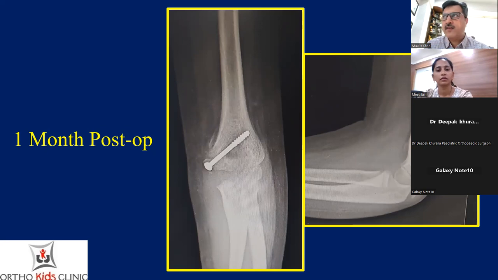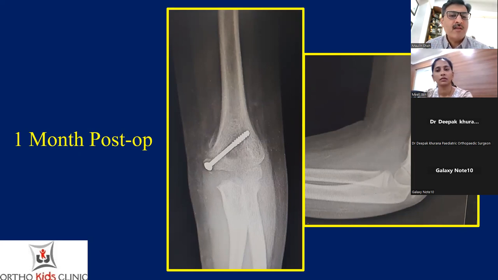So I think we should fix this, because this may go into non-union and pain, because it is not facing the metaphysis. It was the epiphysis which was facing. So any flipped medial epicondyle with displacement more than 5 millimeters should be fixed, regardless of whether it is dominant or non-dominant.